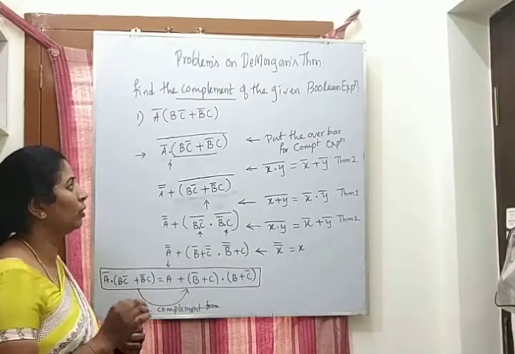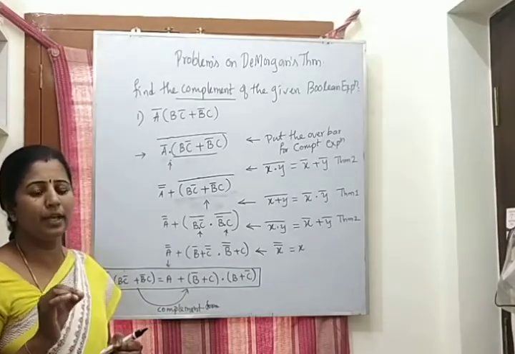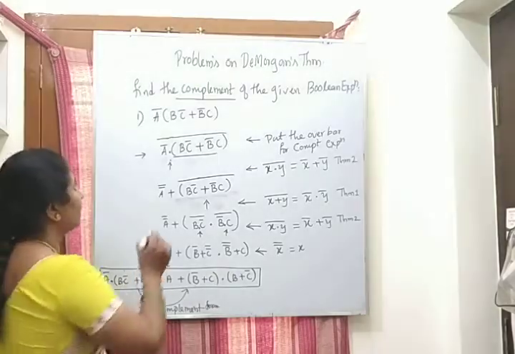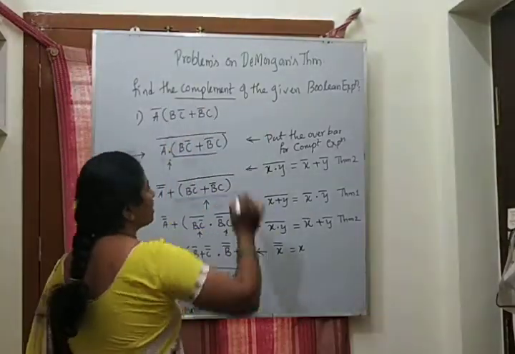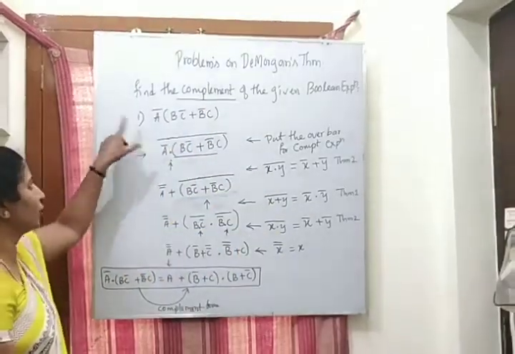Please remember, you will not get the words using De Morgan's theorem. You will get the question only as find the complement of the given Boolean expression. They will give one expression.